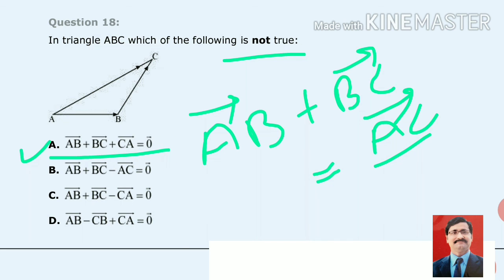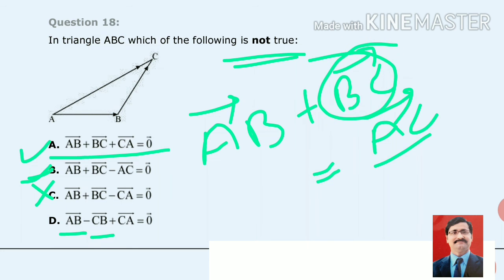Next, second, you check that AB plus BC minus AC, meaning you transfer AC to the right hand side, you get this second. So this is also true. Now third, you check AB plus BC minus CA will be wrong. So this C is wrong, so not true. So the answer is C. Next is AB and minus CB, meaning BC we change to CB, so you can write minus, and CA plus CA, that is also correct here. So here the answer is C.